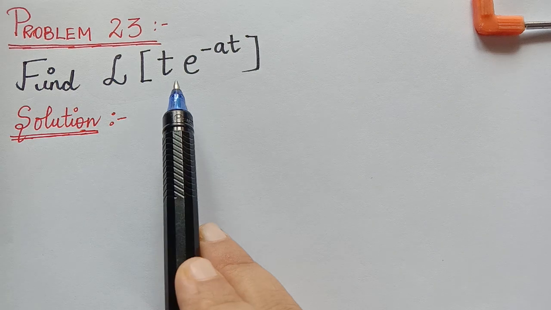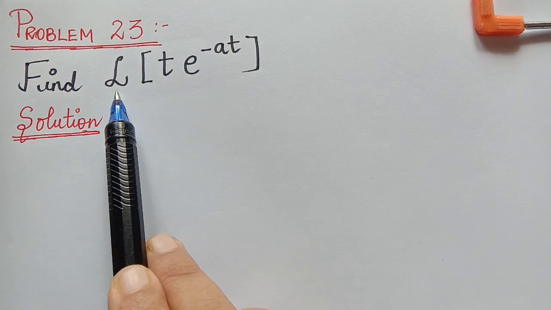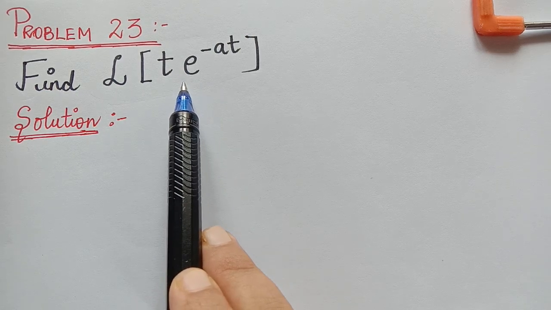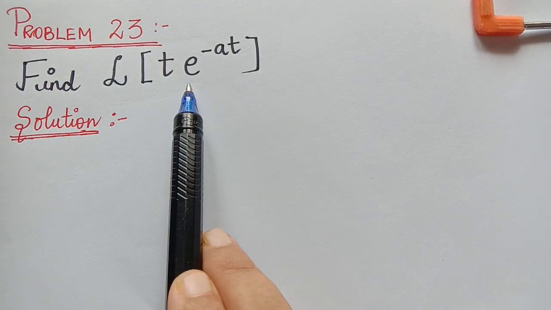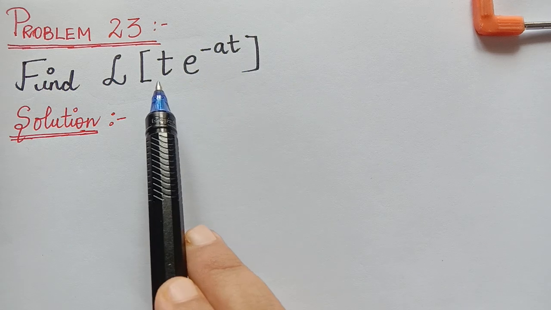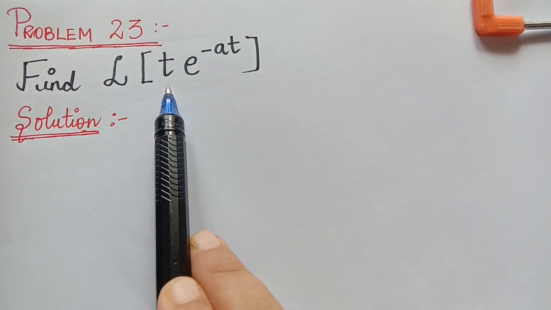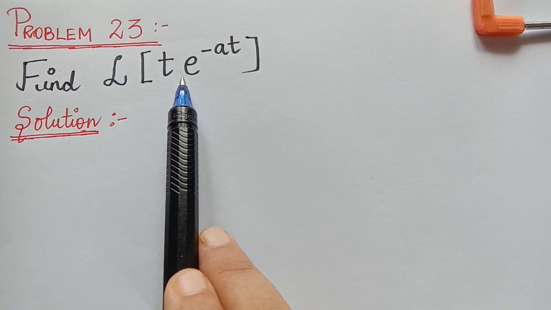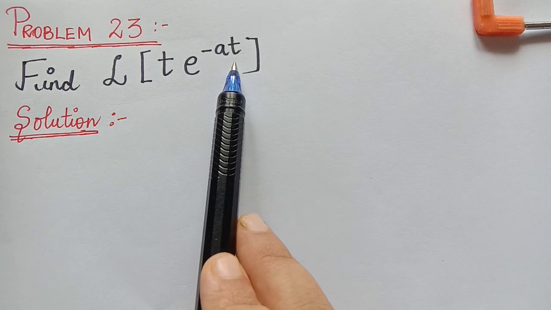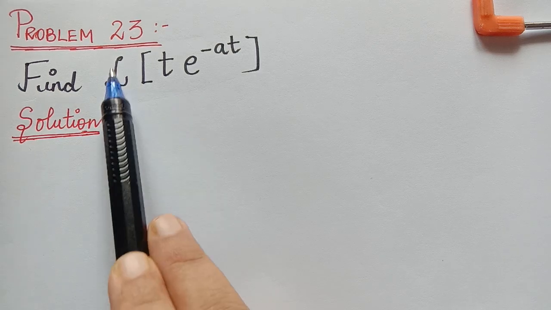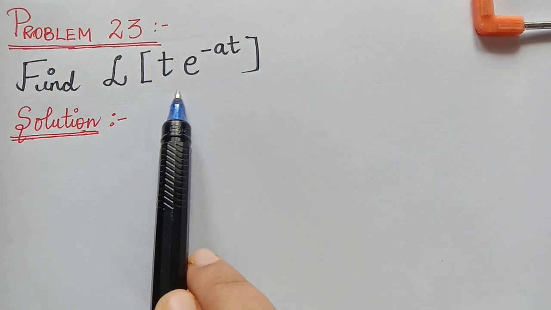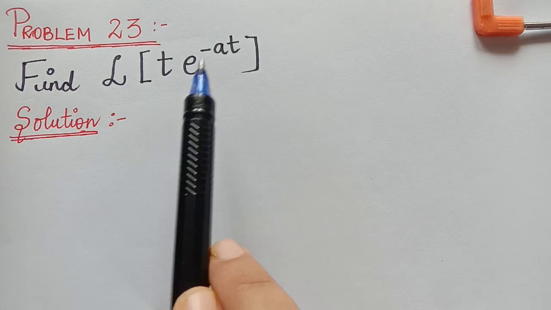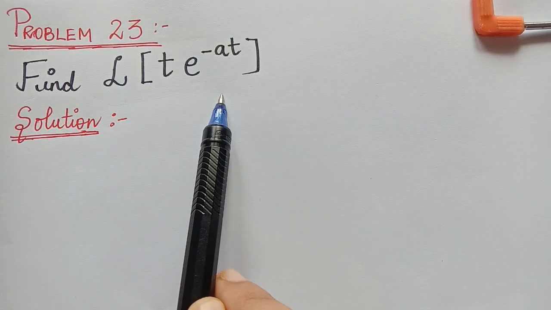We observe that we have to find the Laplace transform of a product of two functions. So whenever we have a product of functions, we have to use the theorems under Laplace transform. Here one of the functions is t and the other function is e to the power negative at. In order to find the solution of this problem, we can either use the first shifting theorem or the second theorem from Laplace transform.